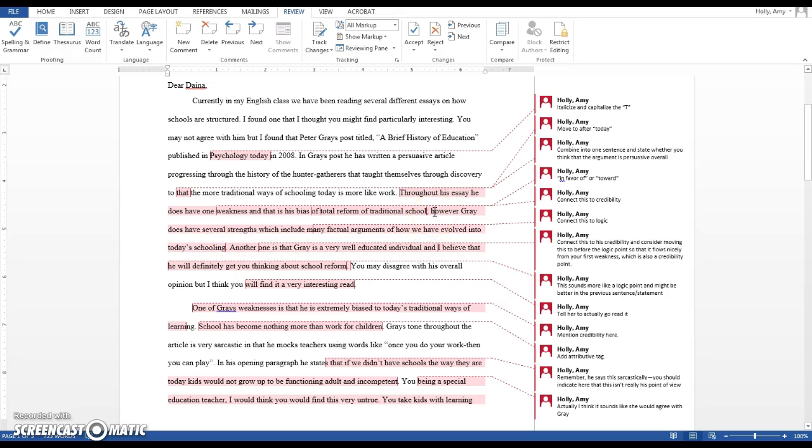The other thing you could do is combine these two strengths into one sentence using what we call a parallel construction. So Gray does have several strengths which include this and this, and that Gray is a very well educated individual. So the reason we call this a parallel construction is because you have the first part of the sentence that applies to not only one thing but also another thing later in the sentence. So it's kind of like this applies to this and to this. So that makes it easier to get it all into one sentence.